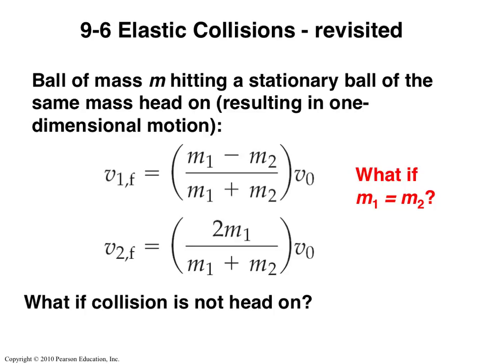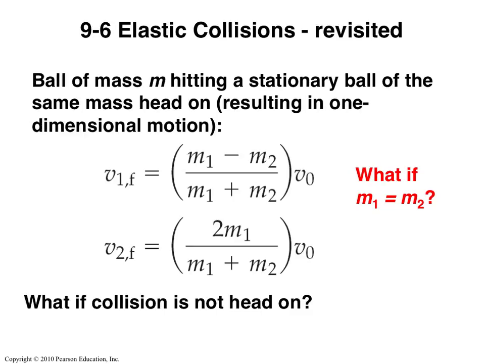Now I want you to look at the equations and see what happens if M1 equals M2. What do you notice about V1 final? If M1 equals M2, what is V1 final? 0. What that says is that if I have M and M, same mass, M1 equals M2, this one is stationary and this one is moving with velocity V0. When it collides, if it's an elastic collision, what happens to this one after the collision? It stops.